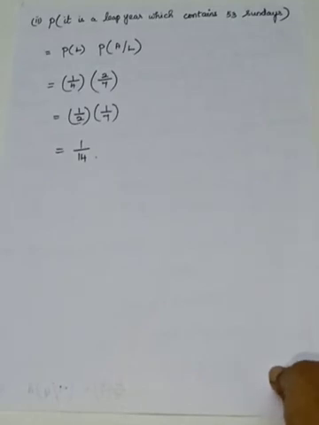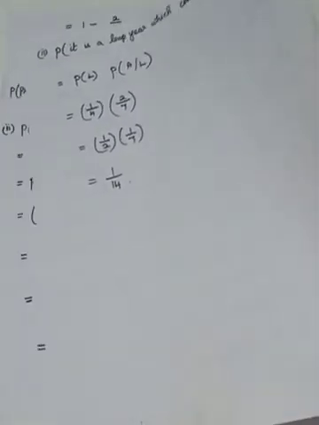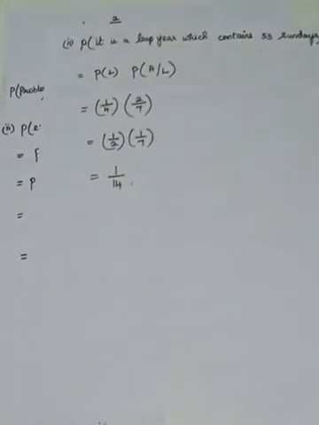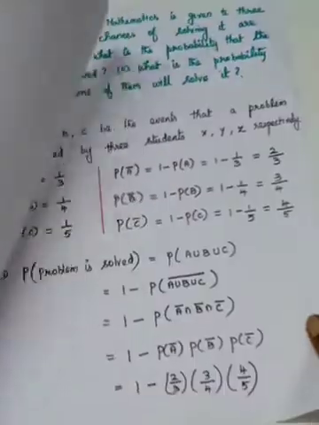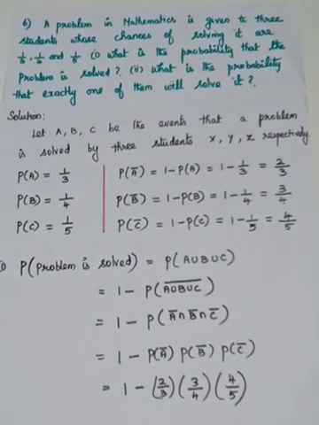Coming to the next type of problem, it is problem number 6. Problems 6 and 12 are both in the same model. We'll see the problem: a problem in mathematics is given to 3 students whose chances of solving it are 1/3, 1/4 and 1/5. A problem is solved by the first person.